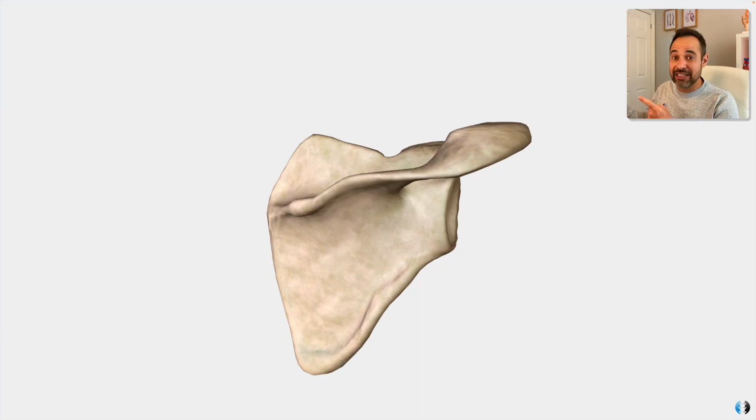So ACJ or Acromioclavicular Joint injuries. Let's dive into our anatomy model to show you the key structures and also talk a little bit about how these injuries occur in practice. So let's dive into the anatomy.